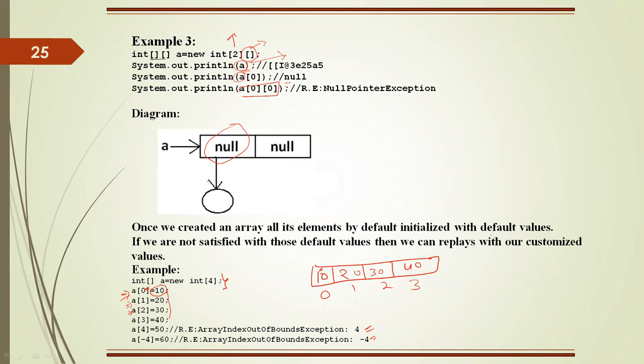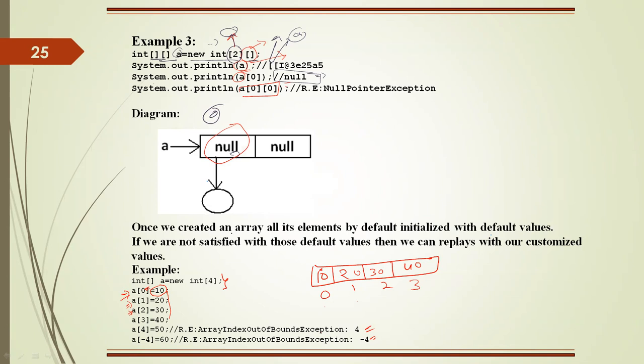We declare a two-dimensional array, a equals new int[2][]. The base size is perfectly working. If you print a, it will print a 2-dimensional array, two square brackets. If you print a[0], it has a null value. Why? Because in a two-dimensional array, by default the subarray is null. If you print only the one level, then 0 is stored in the single-dimensional array. Null here.